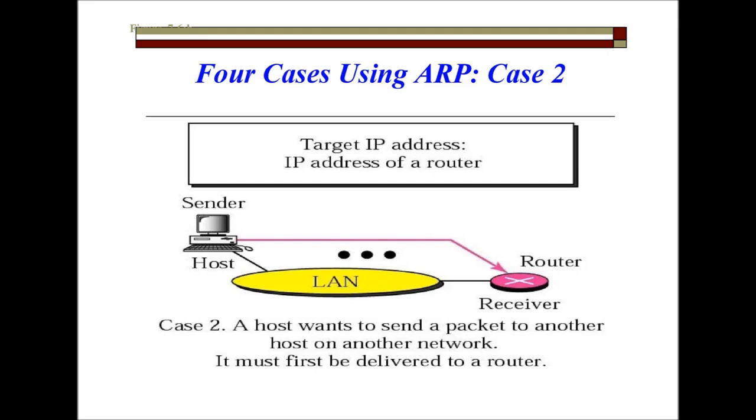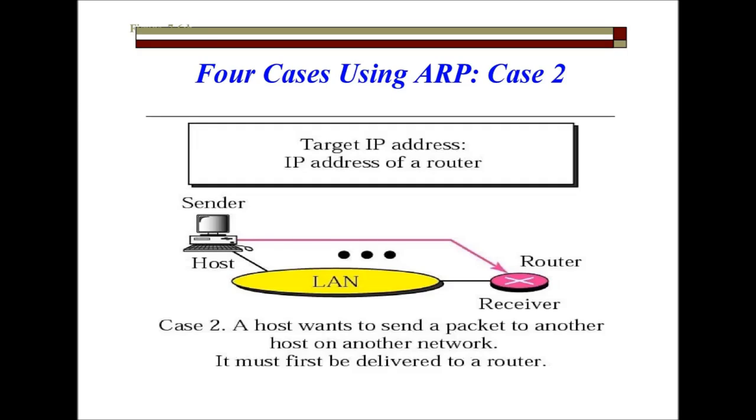So in case number 2, a host wants to send a packet to another host on another network. When we use the words "on another network", it means that the receiving device, the ultimate destination, is not in the same local area network, but in any other network, that may be in any other city, that may be in any other country. When this situation occurs, the router will be used to forward our packet.